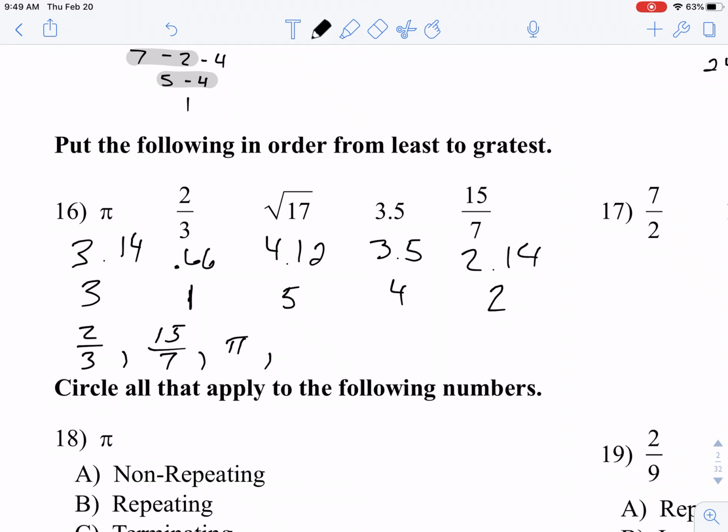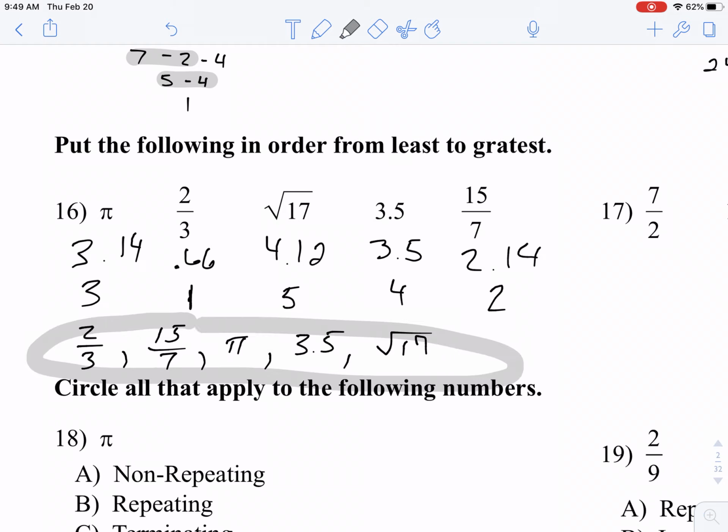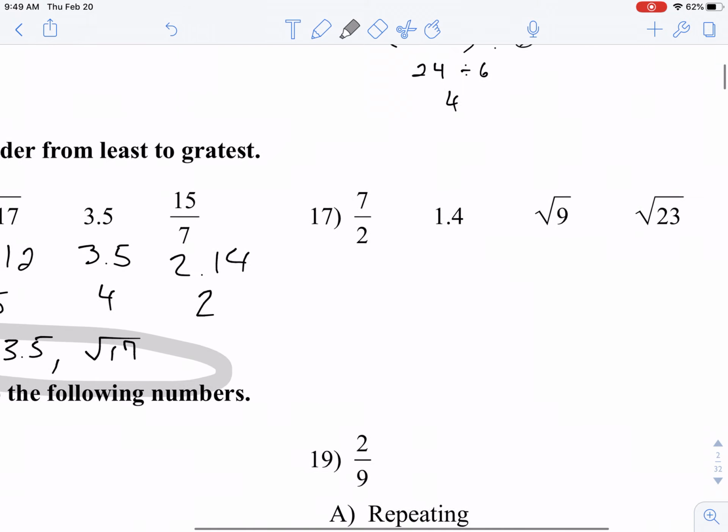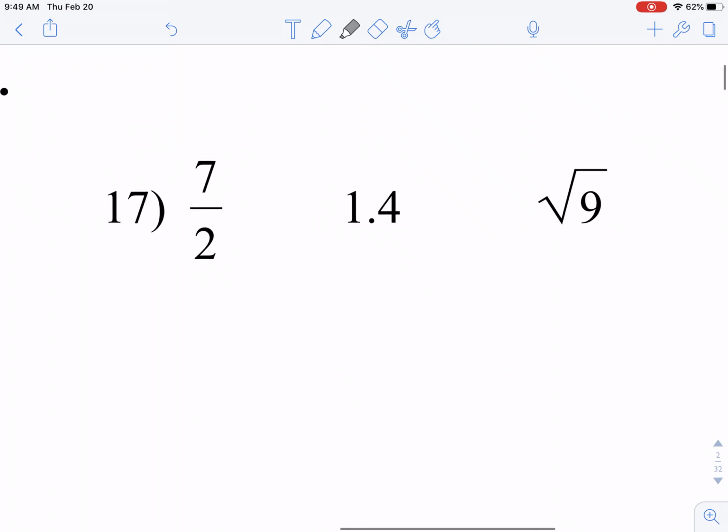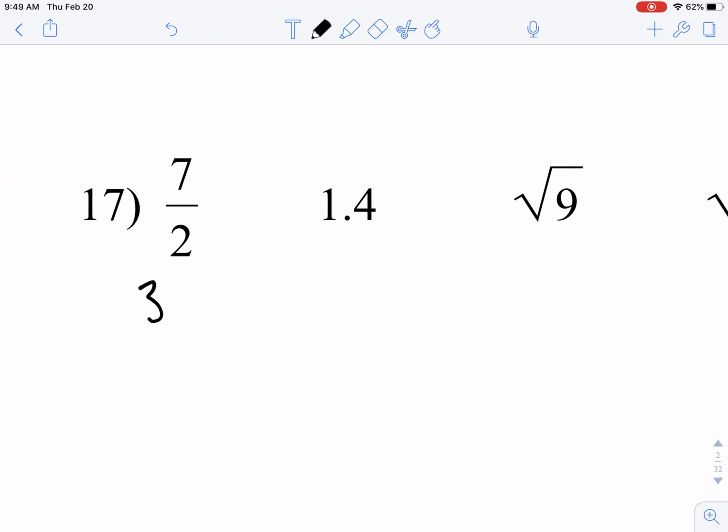Next after that was 3.5. And then finally we have the square root of 17. Again, this would be your final answer. Usually these questions are asked in a multiple choice type setting, but you can always place them just like I did. So looking at this one, we've got 7/2, which I know is 3.5.